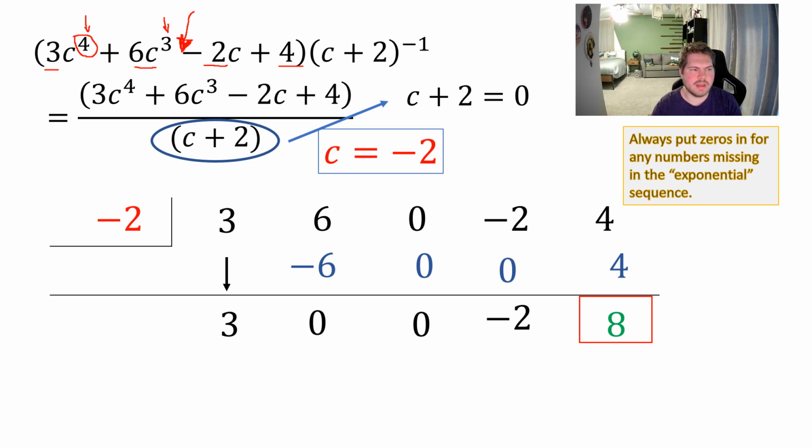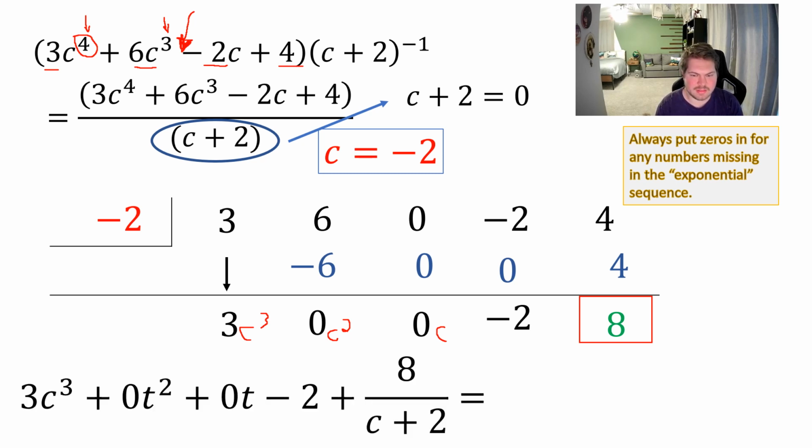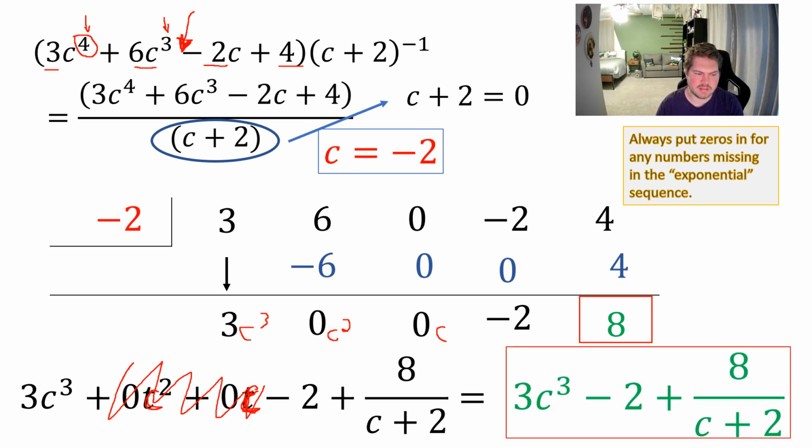So here we have c to the fourth. So this will start with c cubed, and then c squared, c by itself, and then constant. Those should be c's. I copied it probably from the one before, but didn't realize I didn't change them here. But they go away anyway. We can make this look a lot nicer by getting rid of these. And then all you're left with is 3c cubed minus 2 plus 8 over c plus 2.